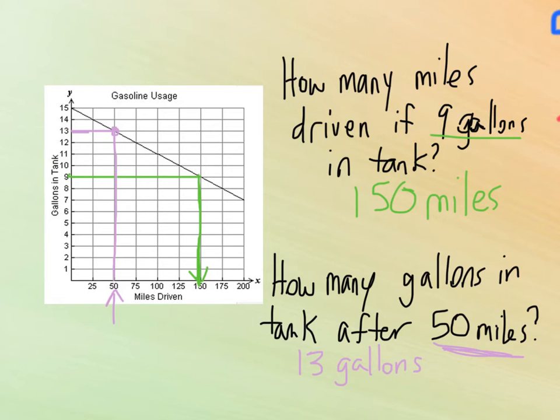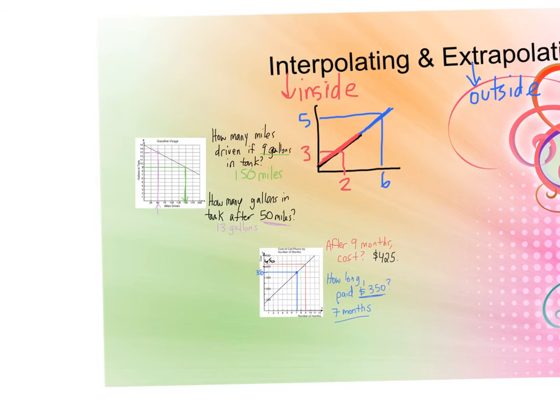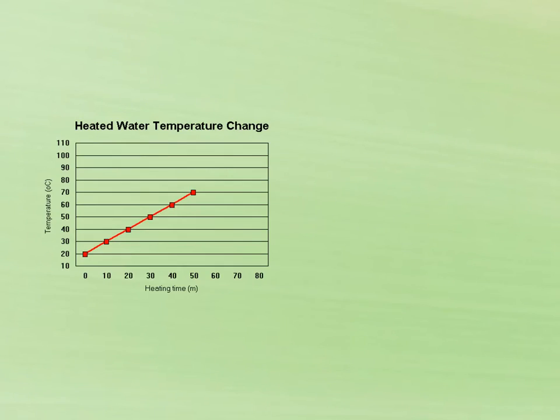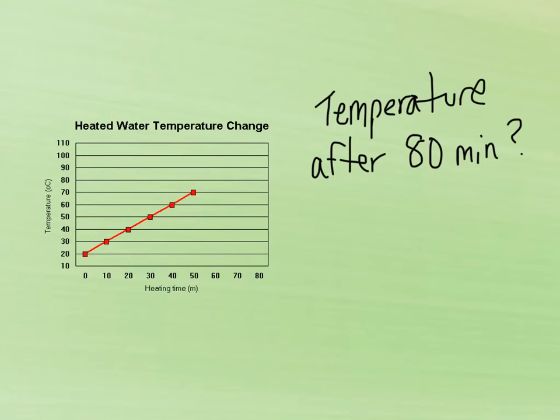Okay, just one more quick example, because again, this was interpolation. I haven't shown you what extrapolation looks like yet. So we need to do one more example. Let's head down here for this one. On the left here, we have a graph that's titled Heated Water Temperature Change. We can see that the temperature of the water is increasing as the time that it's being heated increases. And after, for example, 50 minutes, the temperature of the water is 70 degrees Celsius.